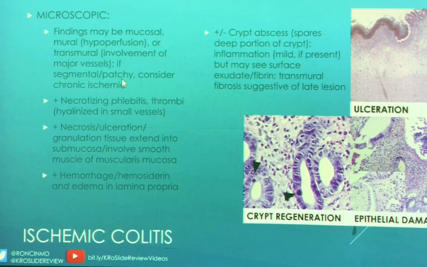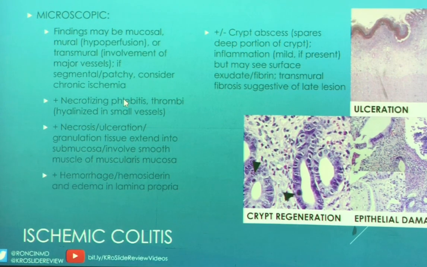If it is segmental or patchy, then you'd want to consider things like, is this a chronic ischemia rather than an acute event? What you're going to see are things like necrotizing phlebitis. So again, these vascular insults. You can see thrombi. They'll be hyalinized within small vessels. So I think we saw one in our case. You can see necrosis or ulceration, granulation tissue, and we did appreciate that. It can extend into the submucosa, and it can involve even the smooth muscle, the muscularis mucosa.